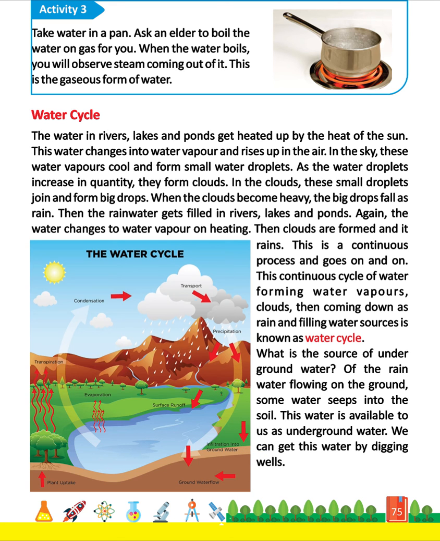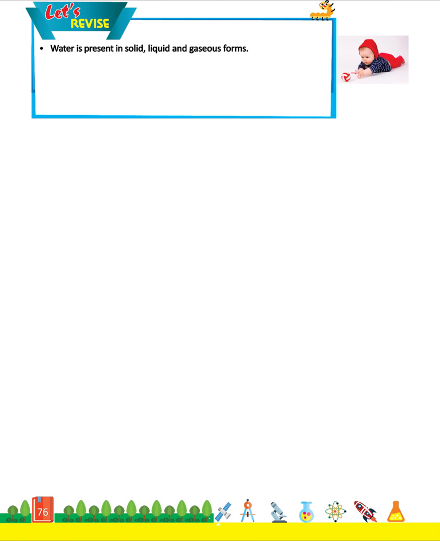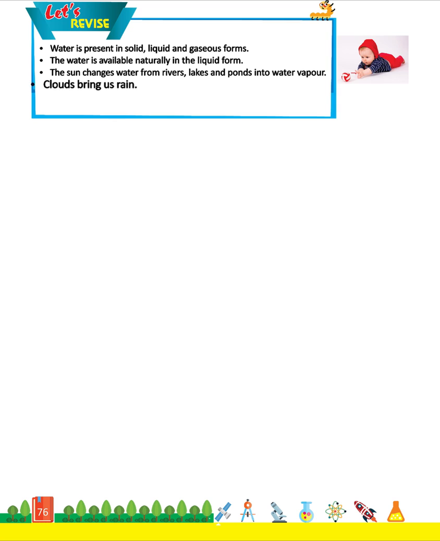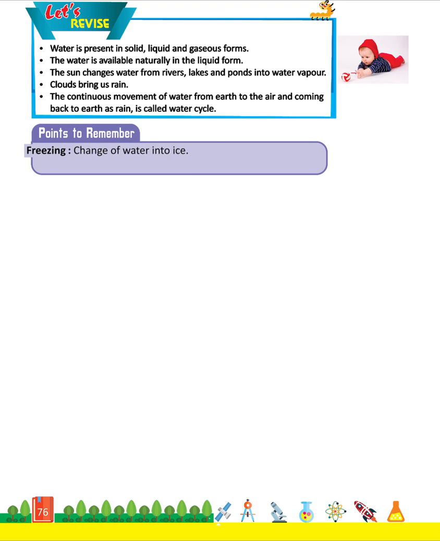The water cycle. Let's revise. Water is present in solid, liquid and gaseous form. The water is available naturally in the liquid form. The sun changes water from rivers, lakes and ponds into water vapor. Clouds bring us rain. The continuous movement of water from earth to the air and coming back to earth as rain is called water cycle. Points to remember. Freezing: change of water into ice. Melting: change of ice into water.